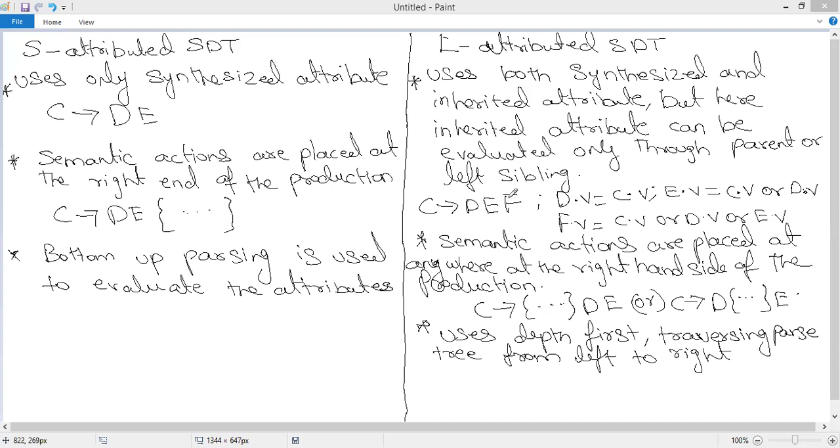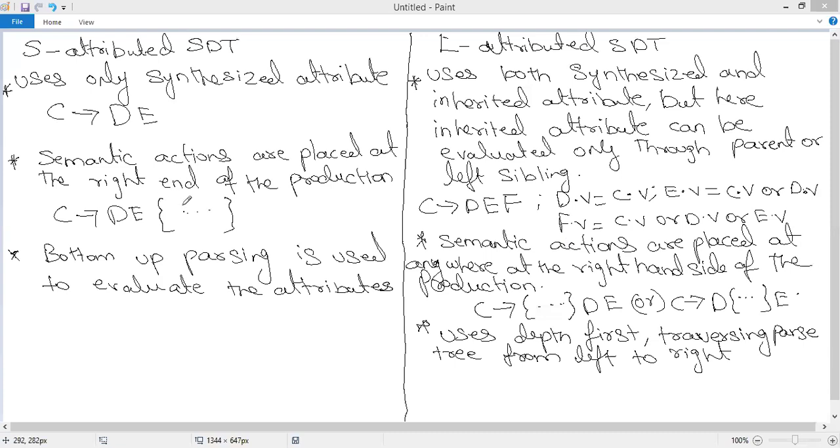Similarly for F. F dot V can be evaluated either through the parent node C dot V or the left siblings, that is D dot V or E dot V. So this is what L attributed SDT is. For example, if you write E dot V equal to F dot V, that is false, because F dot V, the F attribute, is the right sibling of E in this production rule. So that is wrong. L attributed SDT means the inherited attribute can be evaluated only through the parent or left siblings.